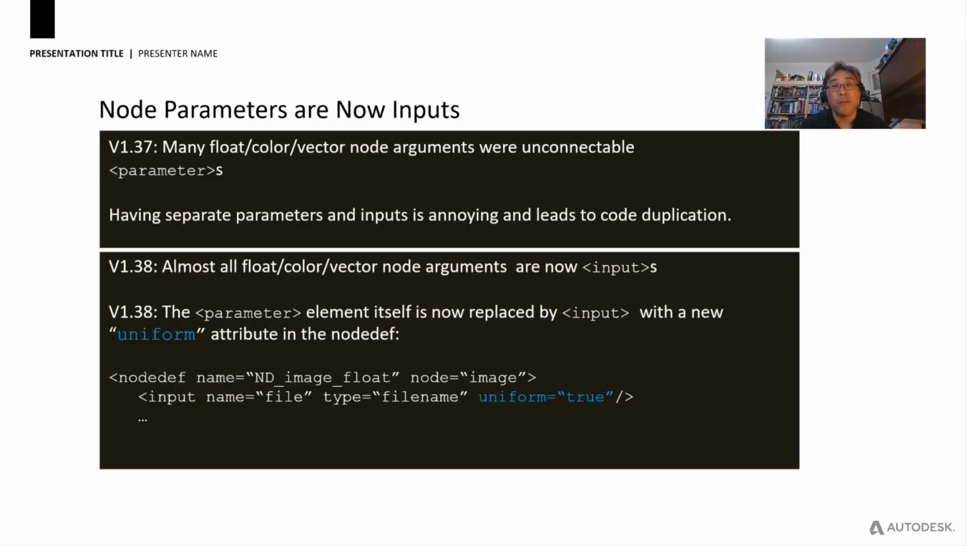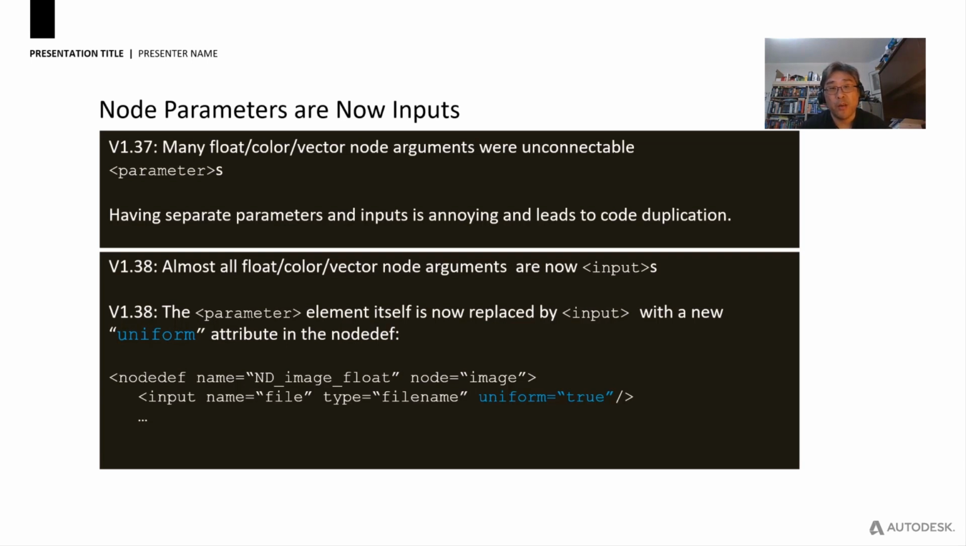In 1.37, there's a separation in implementation between node inputs and parameters. The main difference is that parameters can only take on uniform values. Having separate implementations for parameters is an annoyance, leading to code duplication when performing node traversal.